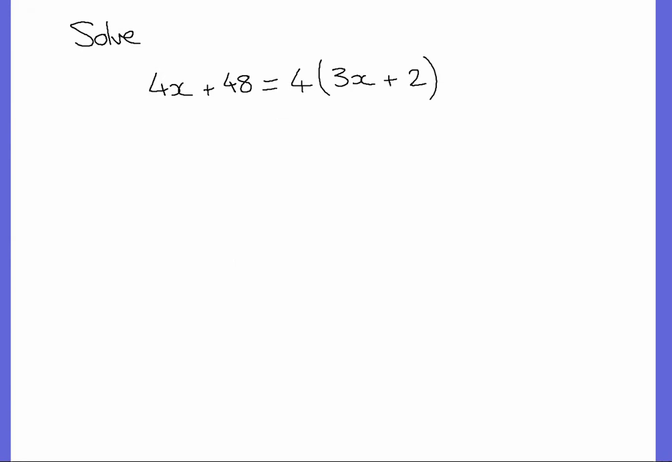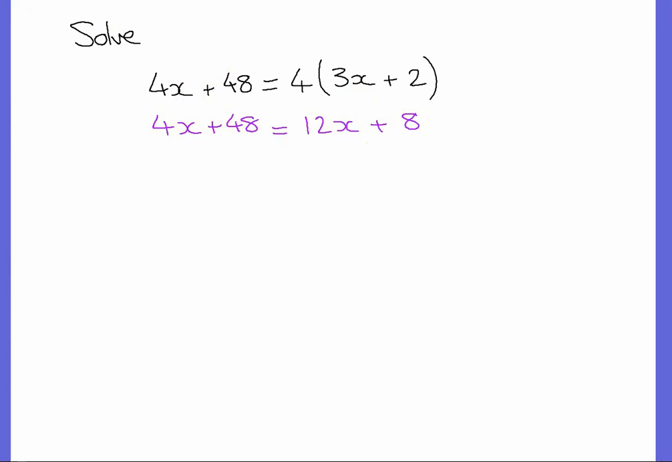So here's another one. This time the bracket's on the right hand side. So there's nothing to do on the left, there's no like terms to add, so I'm just going to write those. So 4x plus 48. And I see a bracket, I'm going to expand it. We want 4 of this bracket, so we're going to have 12x's plus an 8.